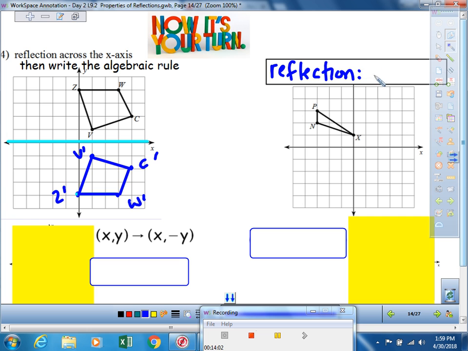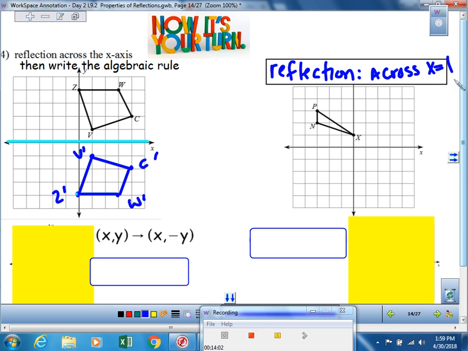Okay, what if it said reflection? So you don't have any like this on your homework, but you might in the future. Okay, reflection across x equals 1. So in this case, you would highlight x equals 1, which is right here. And that is your line of reflection. So I count 1, 1. This is where the highlighting really helps.